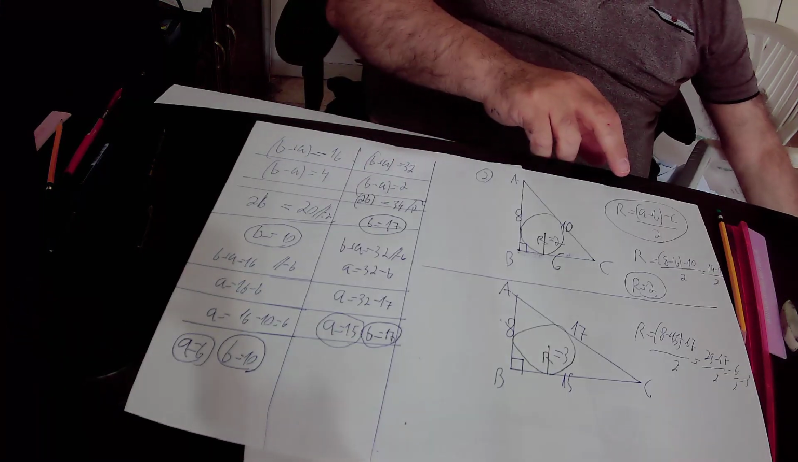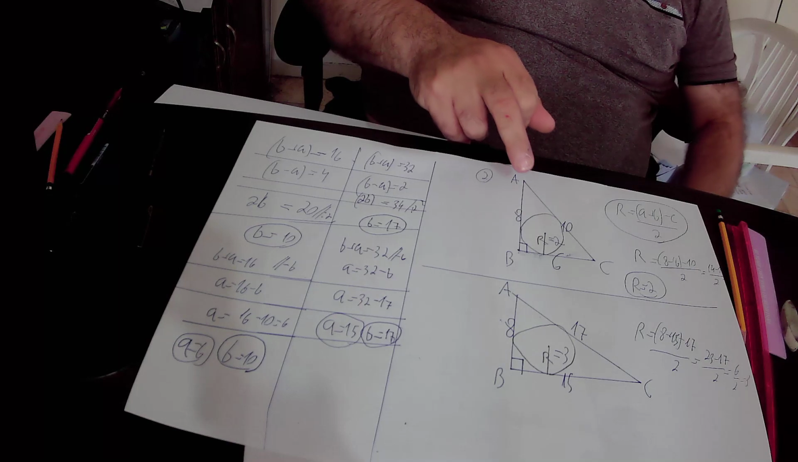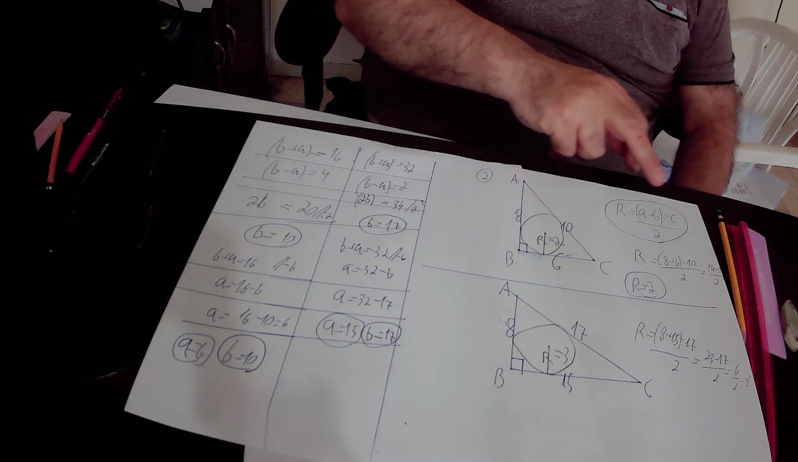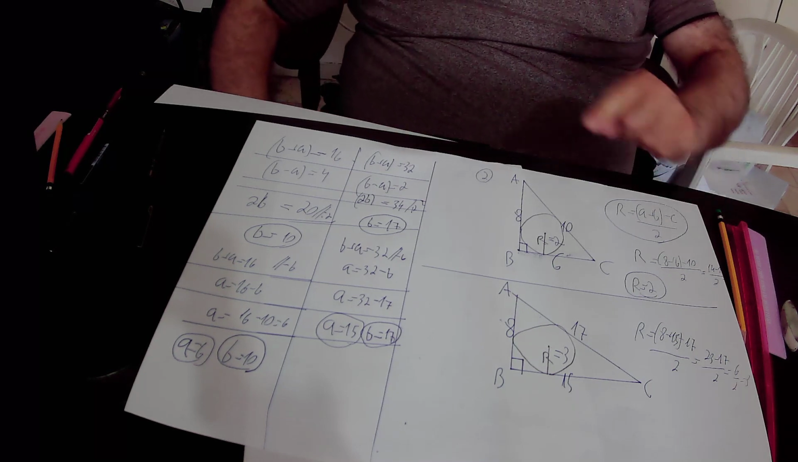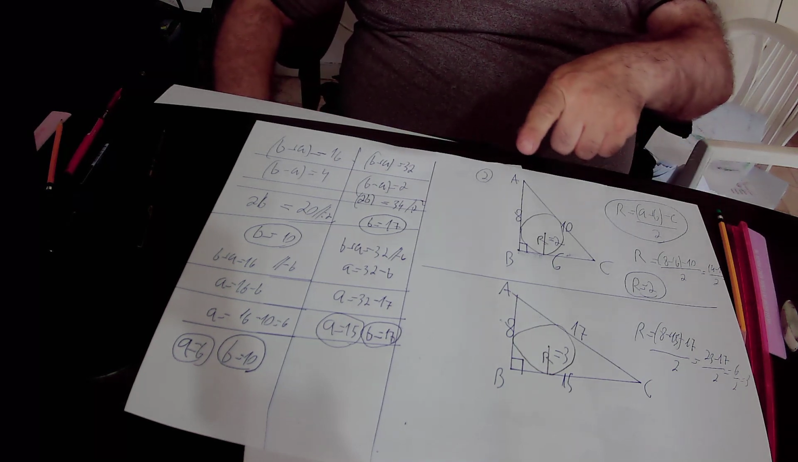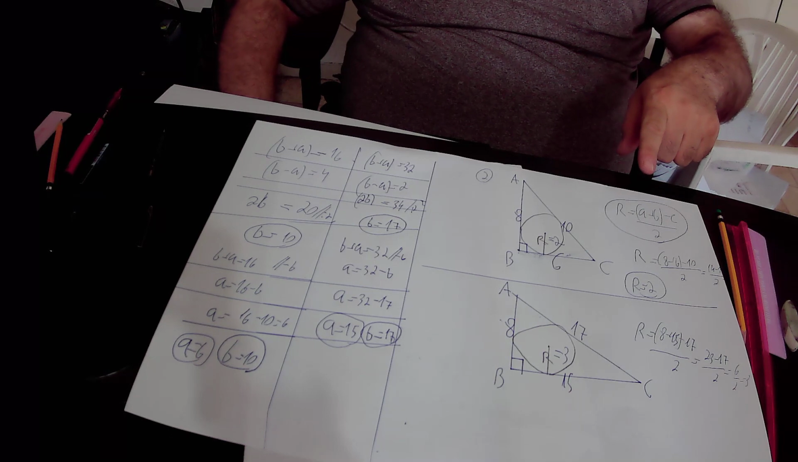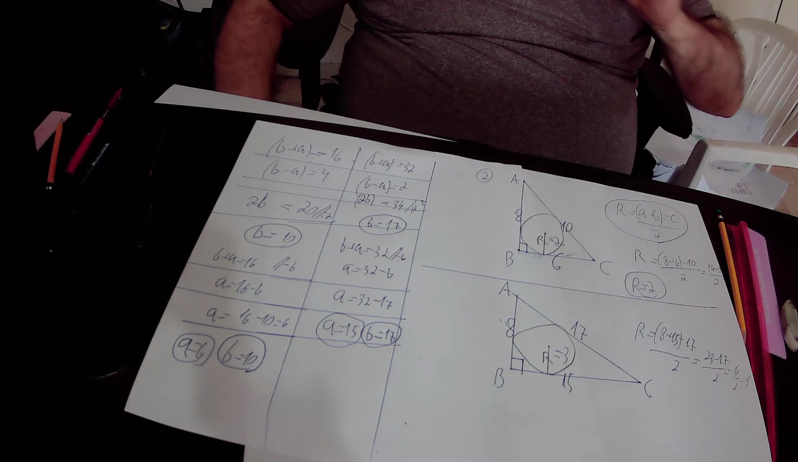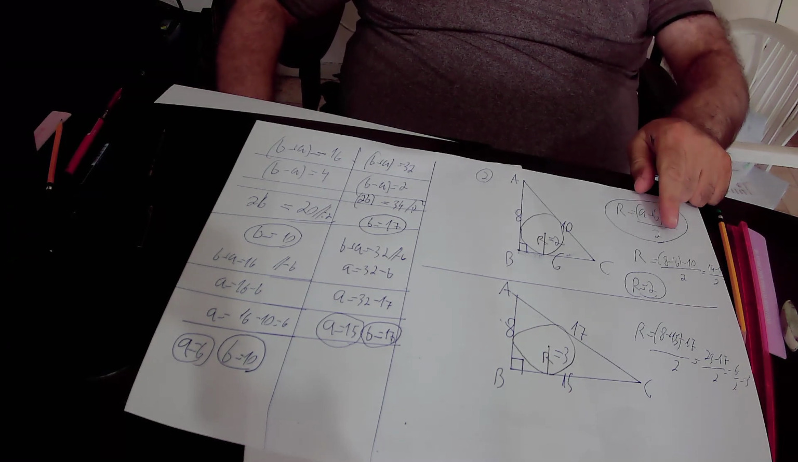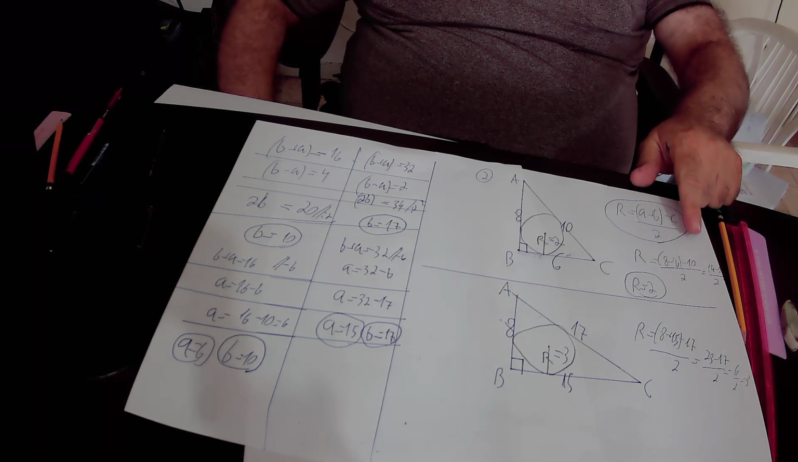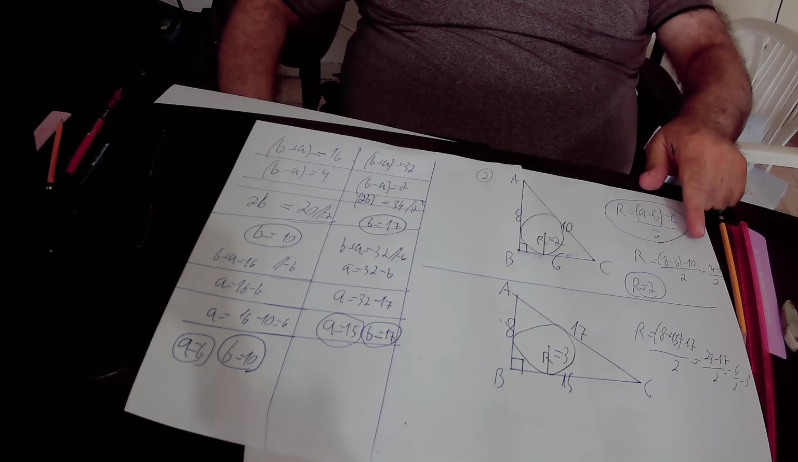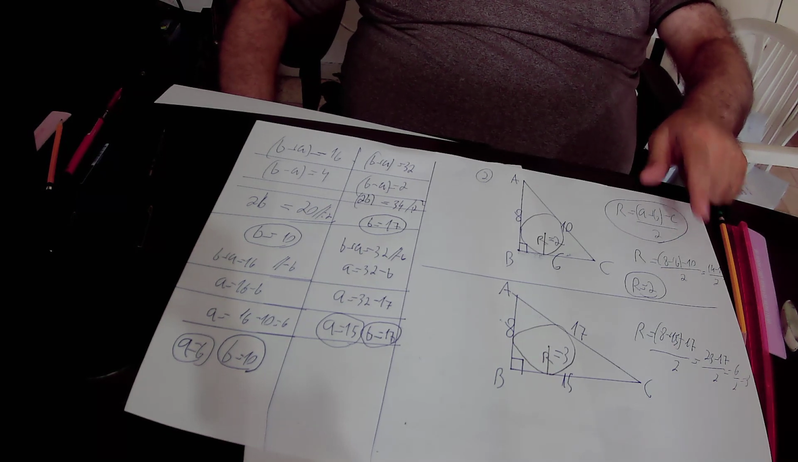So the formula is r equals a plus b, that is the sum of its perpendiculars, minus c, that is the hypotenuse, over 2. So a plus b here is 8 plus 6, that is 14, minus c, that is 10. So 14 minus the hypotenuse, that is 10. 14 minus 10 is 4, and 4 over 2 is 2.